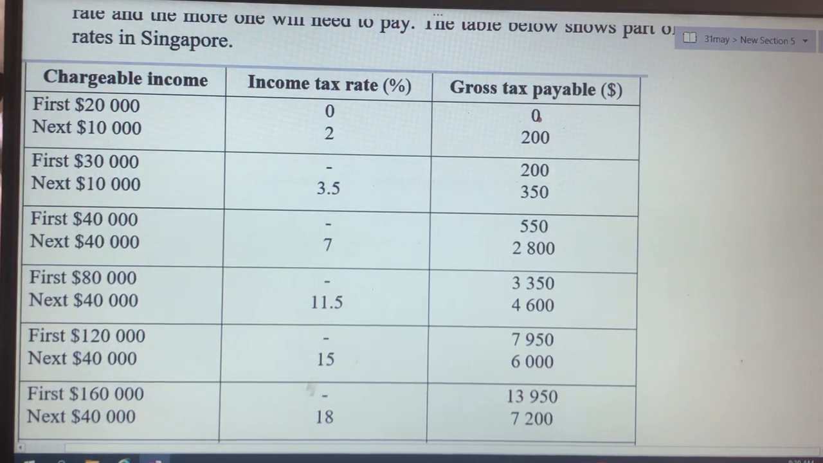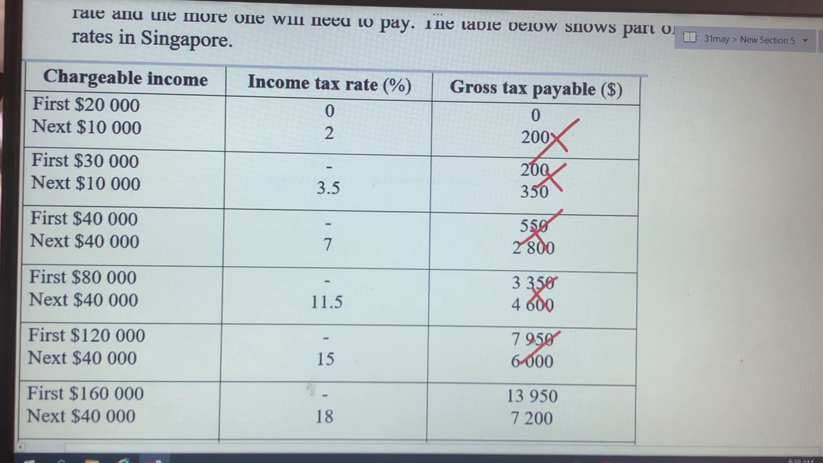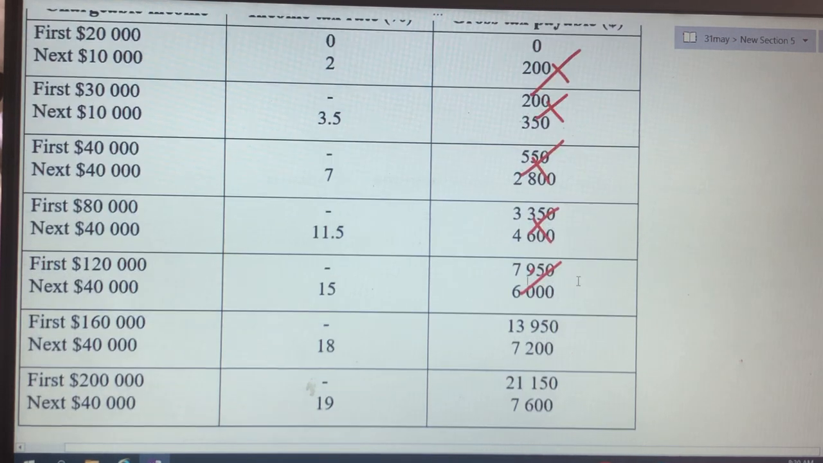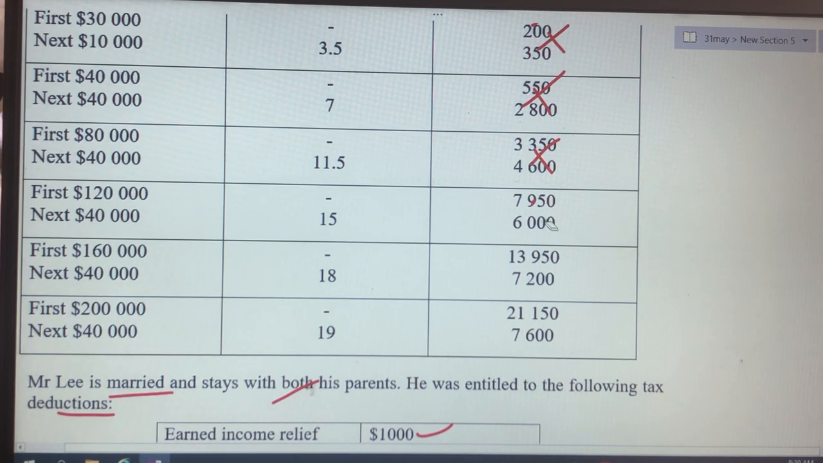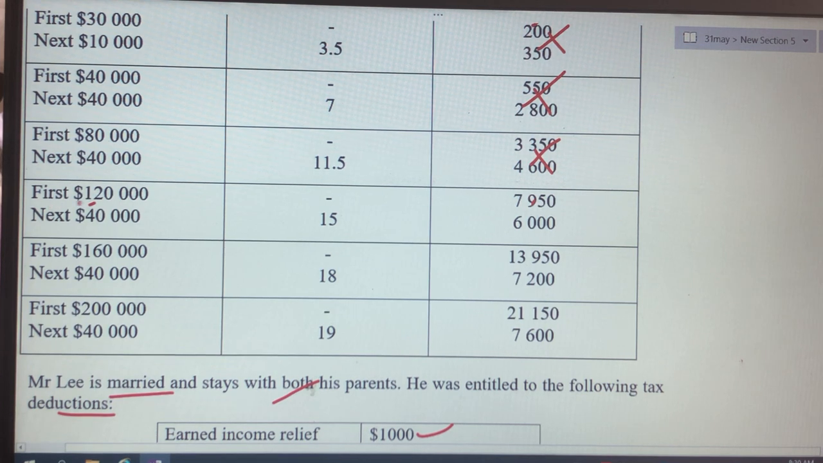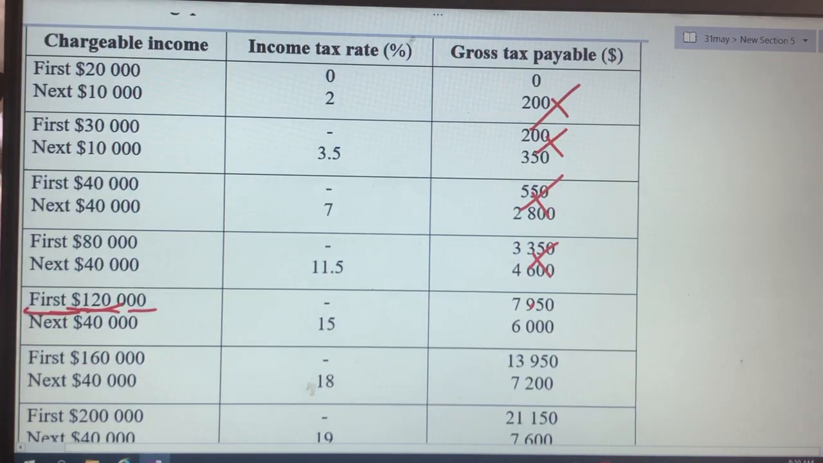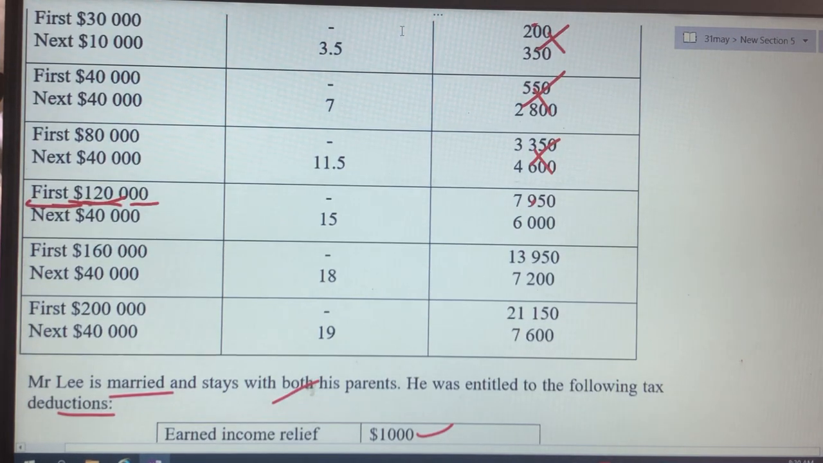Alright, so he pays 9,000 plus, so not this, not this, not this, not this, right? Okay, is this, because 9,000 plus, the first one, 200, not counted. Okay, not counted. As in no, whatever percentage, he simply pay this, right? He simply pay this. But then for the next $40,000, the income tax rate, right, will be 15%.